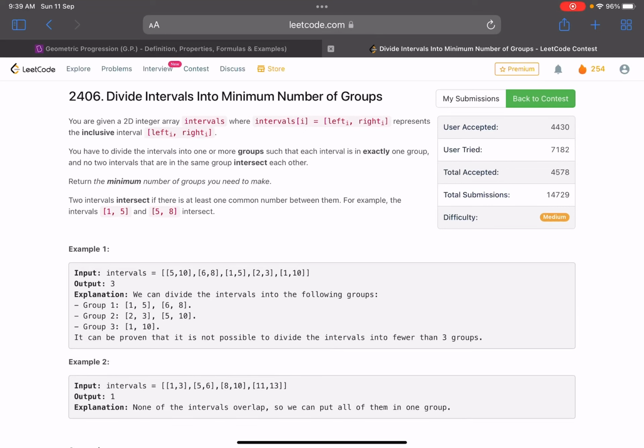In this video, we'll discuss the third problem of Leetcode Weekly Contest 310. It's a medium level problem. The problem name is divide intervals into minimum number of groups.